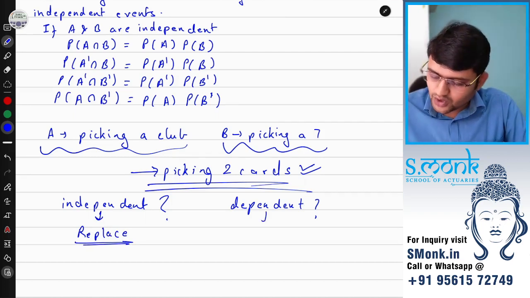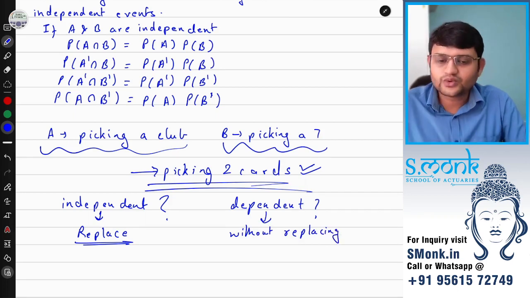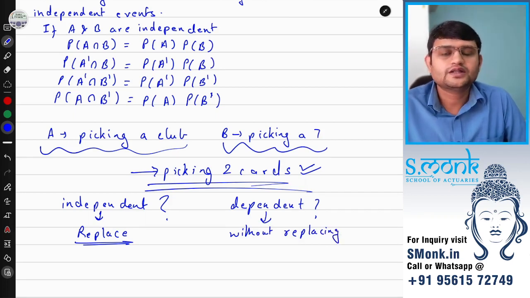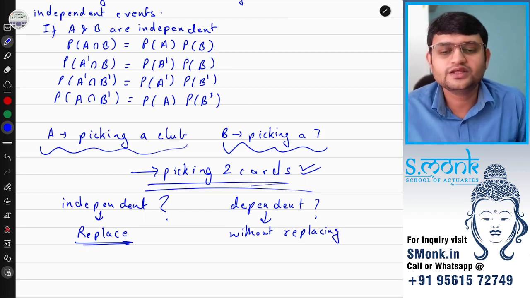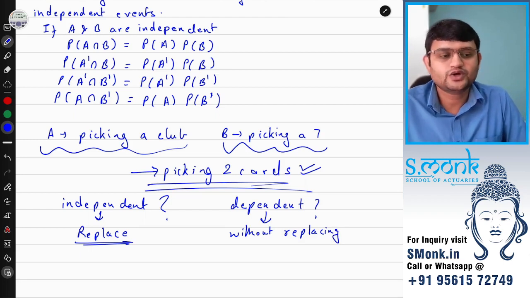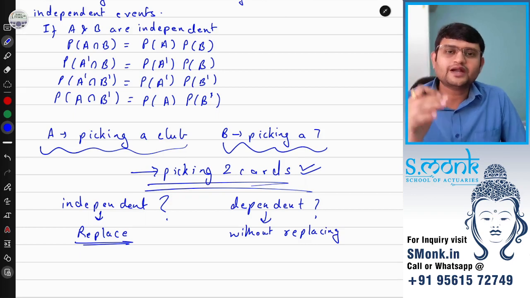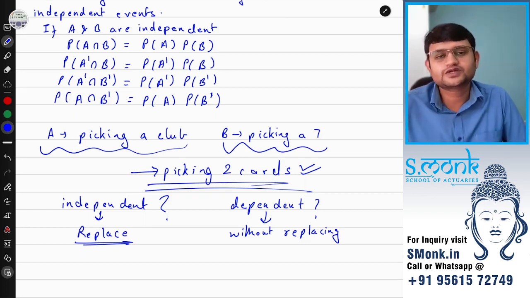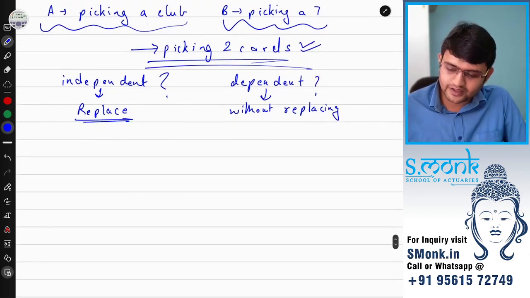But if I do not replace the first card, then these two events will be dependent on each other. So it matters whether you are replacing the first card or not. Why does it matter?